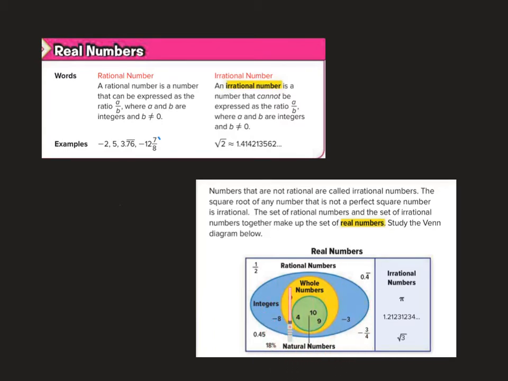Everything inside of the blue oval, including the two center circles, are integers. Everything inside the yellow and the green are whole numbers. And then everything inside the green would be a natural number. In contrast to that, irrational numbers are numbers like pi, approximated at 3.14. But actually, pi has a decimal that goes on forever, basically. Here's another non-terminating decimal. And here's an example of the square root of 3, which is not a perfect square.